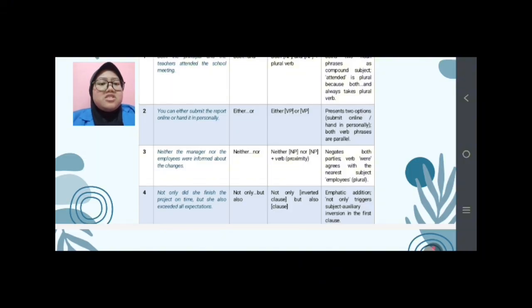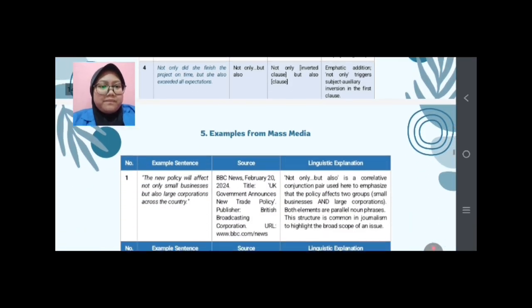Not only did she finish the project on time, but she also exceeded all expectations. Not only, but also. Not only in verb clauses, but also clauses. Emphatic addition, not only. Trigger subject-auxiliary inversion in the first clause.